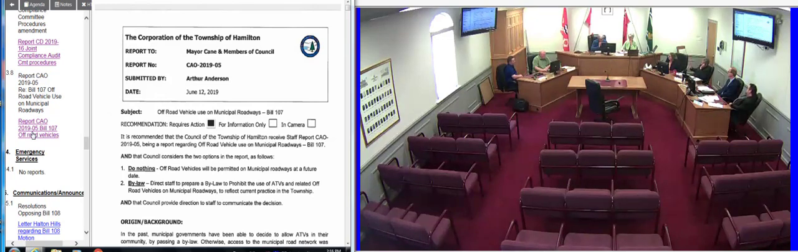Bylaw enforcement is not the OPP's choice. They very much do not want to enforce bylaws. We've had the same issue with our noise bylaw, for example. They would much rather enforce Ontario statutes.